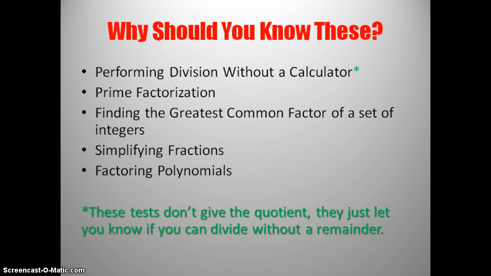Also, when you're doing the prime factorization of a number, it might help you build where you start, those first two factors that you're going to break your number up into. And of course, when you're finding the greatest common factor of a set of integers, this will definitely be useful. You could also use it when you're simplifying fractions, because remember, you want to divide by the same number in the numerator and denominator. And when you're factoring polynomials, you're going to need to know the factors of one of the coefficients of that polynomial, and these tests can help you to find them. Now again, it's just to test if you can divide by a number. It does not give you the quotient or the answer when you do in fact divide.